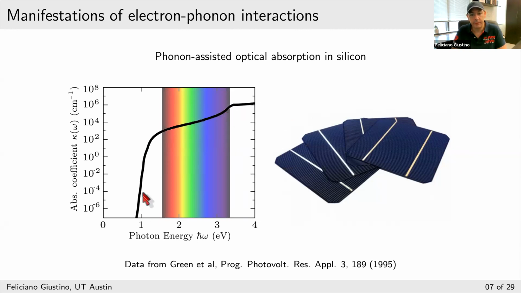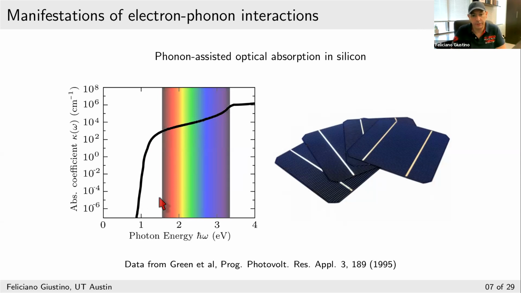So the black line is the measured absorption coefficient as a function of photon energy. And if there were no phonons, silicon would not absorb any light in this range, but this is precisely the range where sunlight is the strongest. So you have the visible here and the infrared. So most of sunlight is concentrated in this range. And the reason why silicon absorbs here is because there are things called phonon-assisted optical transitions that are again a manifestation of electron-phonon interactions.